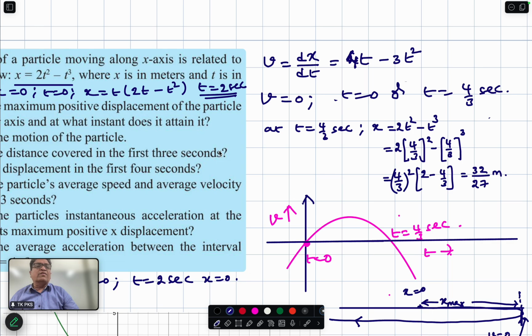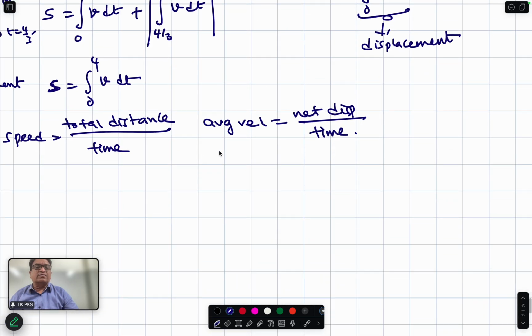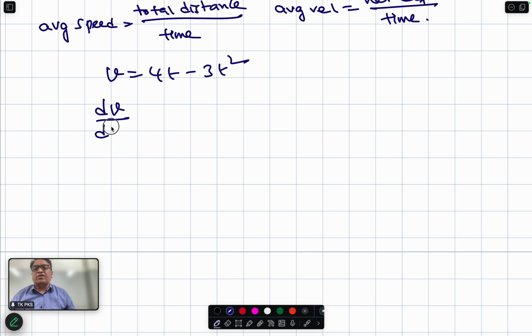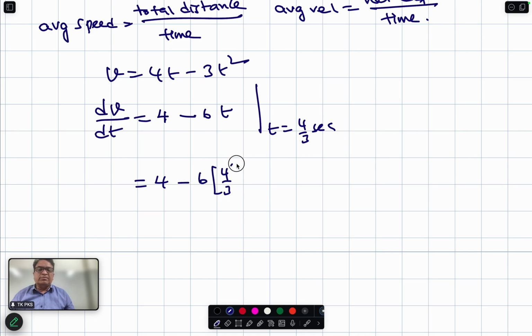Okay, by the way, we got velocity 4t minus 3t square. Velocity is 4t minus 3t square. What is acceleration? dv by dt. This is nothing but 4 minus 6t. At t is equal to 4/3 seconds, it is 4 minus 6 times 4/3, 4 minus 8, minus 4 meter per second square.